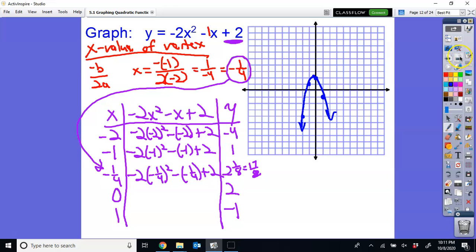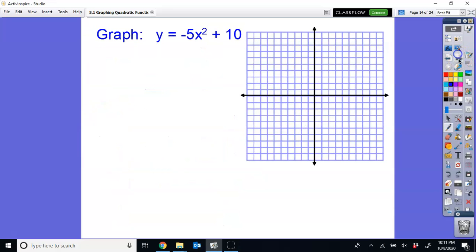I will warn you ahead of time if you come across something that looks like this guy. Notice there's no bx term. If we think about ax squared plus bx plus c, you're actually going to like those a lot, because when you do that -b over 2a to find x, there is no b.